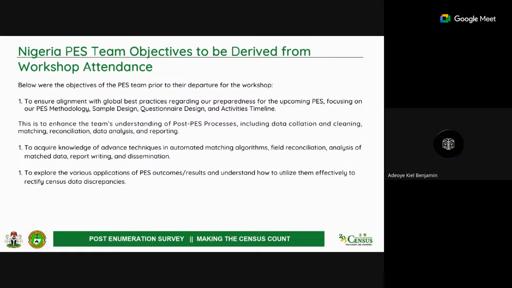So this is to enhance the team's understanding of most PES procedures, including data collection and cleaning, matching, reconciliation, and data analysis. So we wanted to acquire knowledge to advance techniques in those areas where we are weak: reconciliation, analysis, and matching. Then we wanted to know the various uses of PES as a result. After the PES, you have analysis and reporting that tells you the true population and things like that. So we wanted to know how best to go about all this. How do we utilize them effectively to replicate census data and experiences?